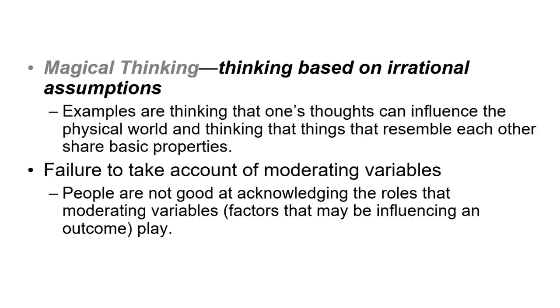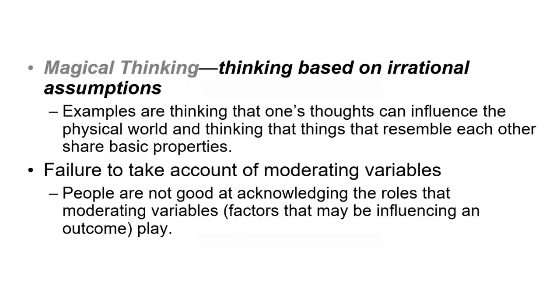Then there is magical thinking, which is basically thinking based on irrational assumptions. Examples are thinking that one's thoughts can influence the physical world and thinking that things that resemble each other share basic properties. Failure to take account of moderating variables. People are not good at acknowledging the roles that moderating variables, basically the factors that may be influencing an outcome, play. Okay. So that is it for today's video.